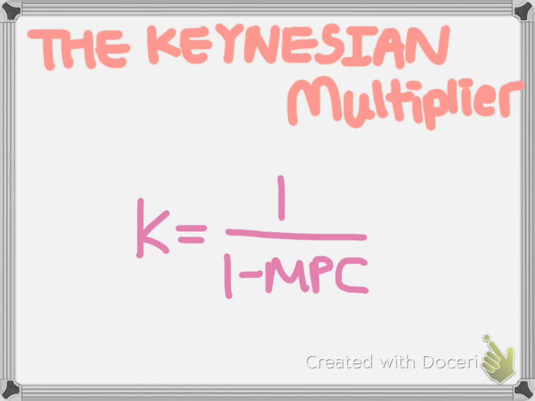So we'll now actually go into the numbers. The multiplier we have is called the Keynesian multiplier. It is calculated by 1 over 1 minus MPC. Now, 1 minus MPC can also be deduced from the previous slide, where MPC and MPS added up to 1.